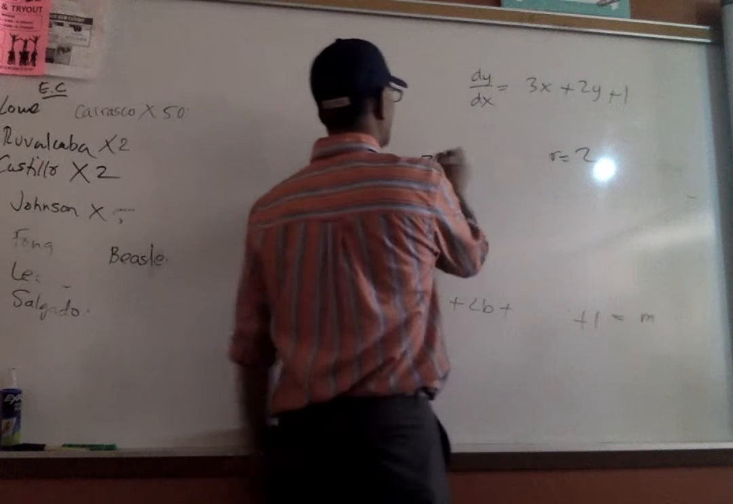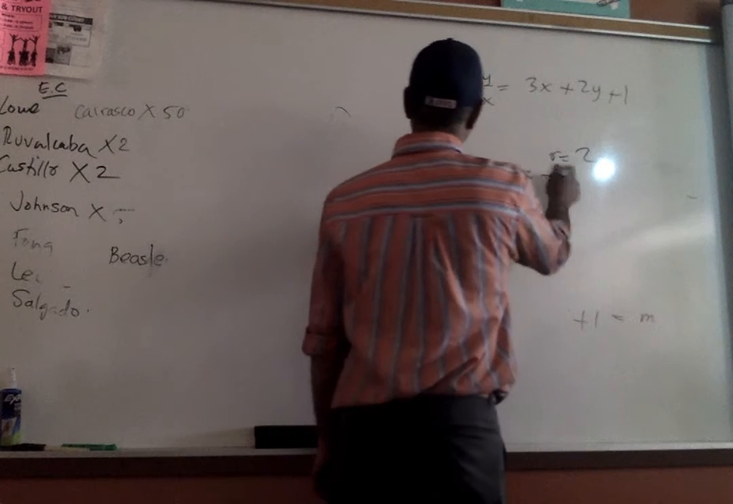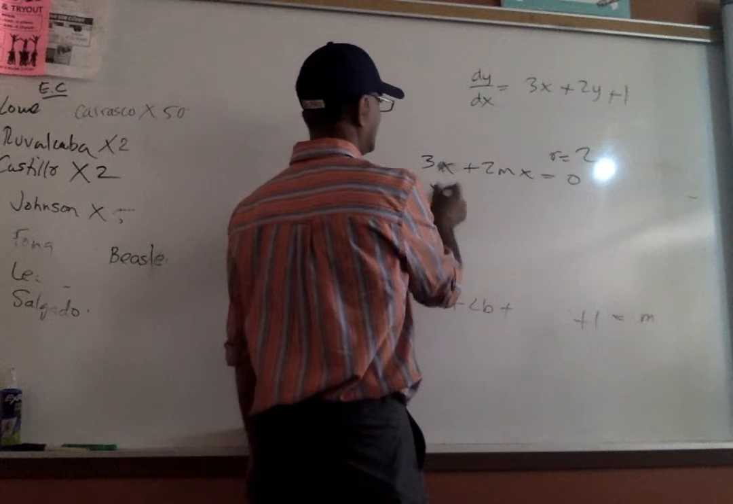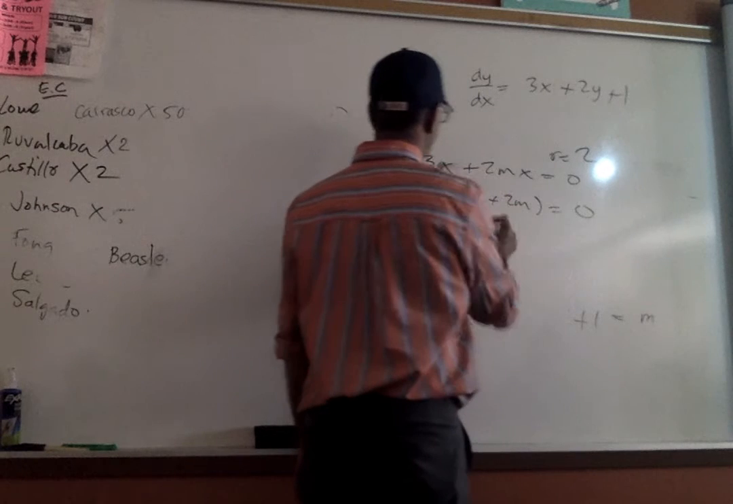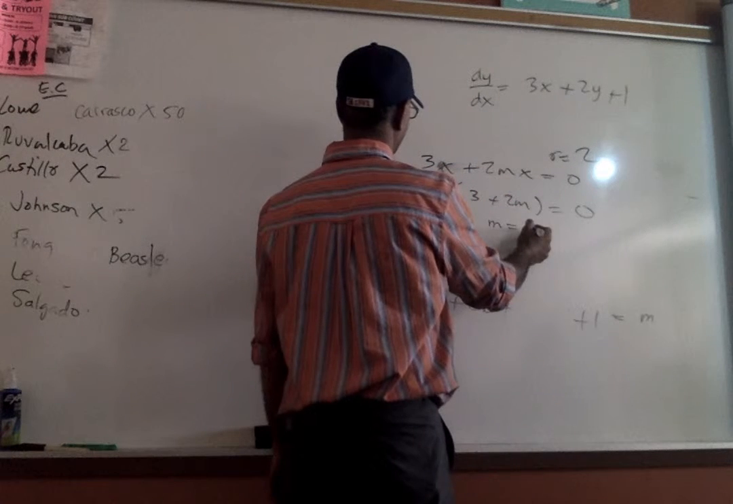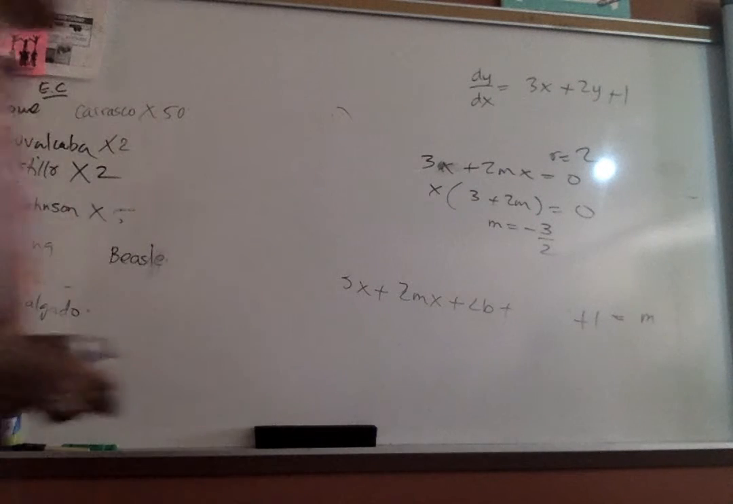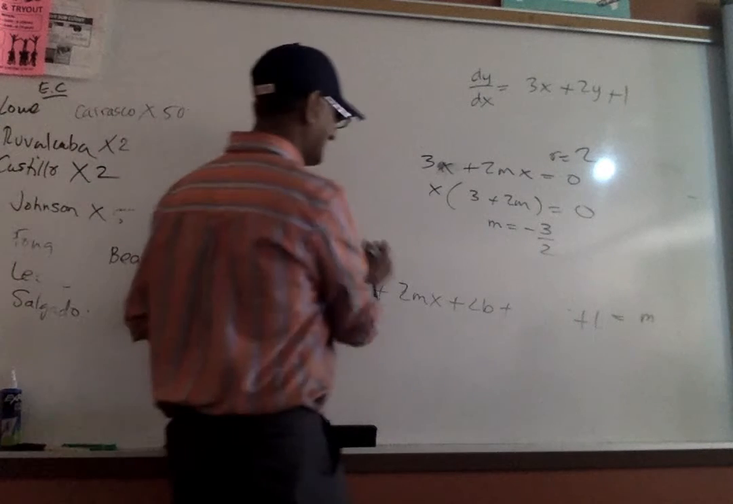So look at the board. I'm ready to solve. So 3x plus 2mx should be 0. There's no x term on the right side. Therefore, what can I factor out? So 3 plus 2m equals 0. Therefore, m equals negative 3 halves. Okay, we found the second guy. Okay, so I'm done with that.